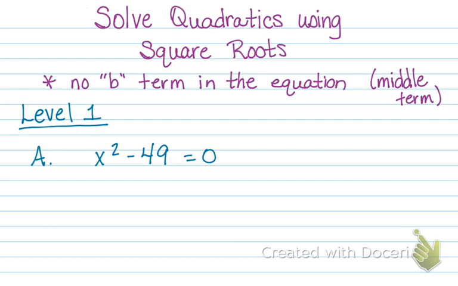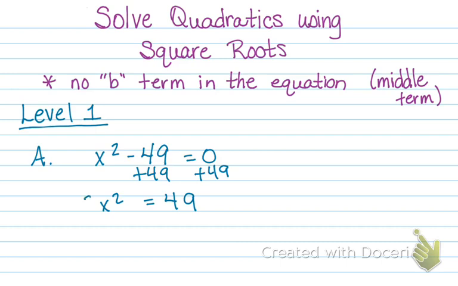So we're going to start with level 1. There are a couple levels on this one, so we're going to start very simply. The first thing you have to be able to do is get the x squared by itself and the number by itself. So we're going to move this number over. We're going to take plus 49 and plus 49, and we end up with x squared is equal to 49.